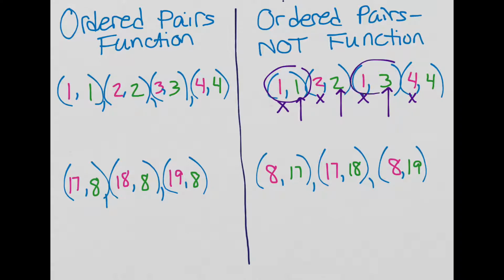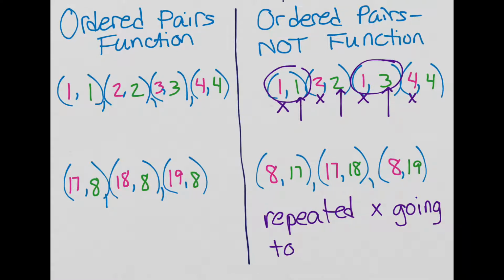Then I pressed a 1 and I got a 3. What the? That's broken. That's not a function. So in other words, what you're looking for is a repeated x that goes to two different y's. Repeated x's going to two different y's. Like if I just accidentally wrote the same point twice, that's okay, but two y's.